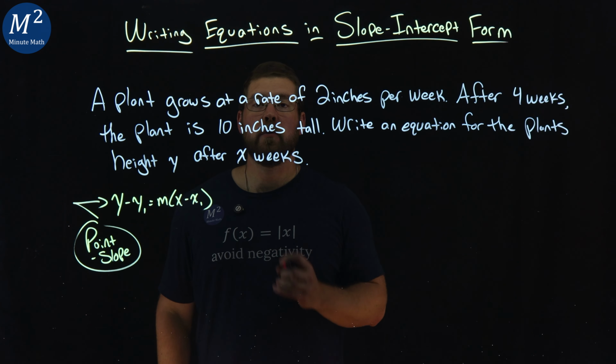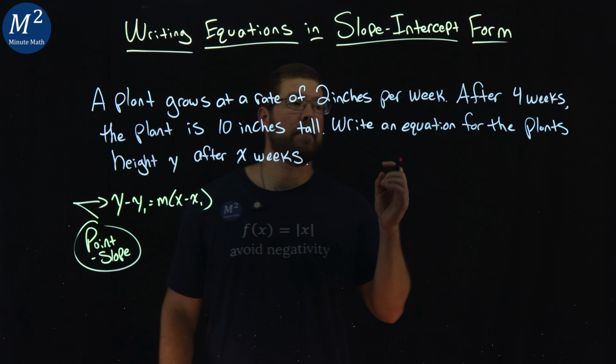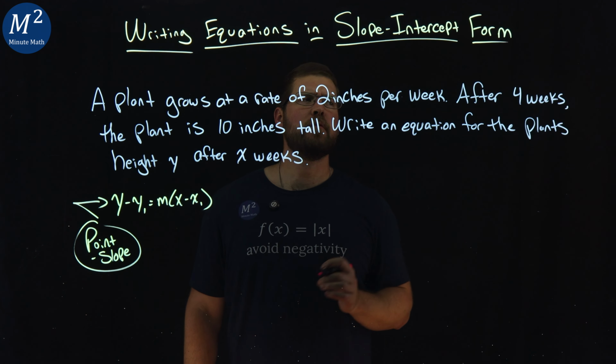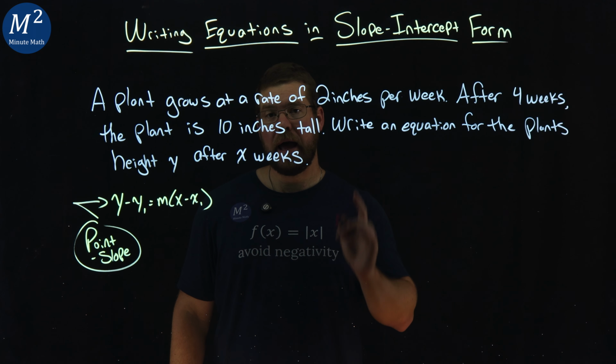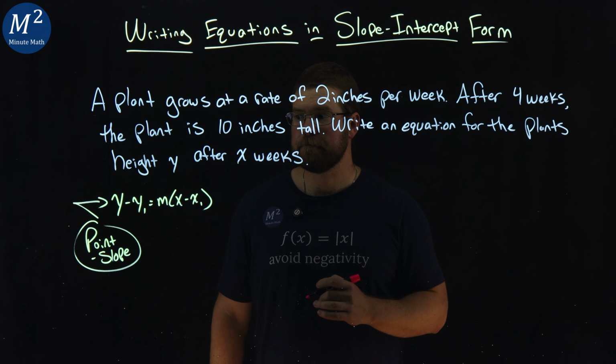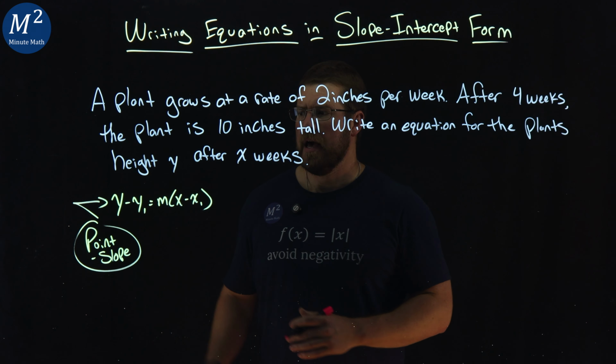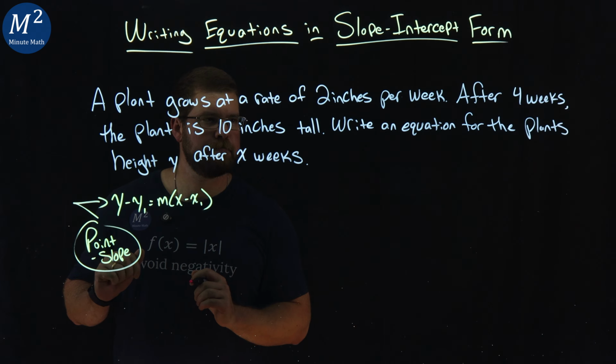A plant grows at a rate of 2 inches per week. After 4 weeks, the plant is 10 inches tall. Write an equation for the plant's height y after x weeks. And I have a little hint here for us. We're going to use point-slope form at some point. So I have the equation just written out here for us.